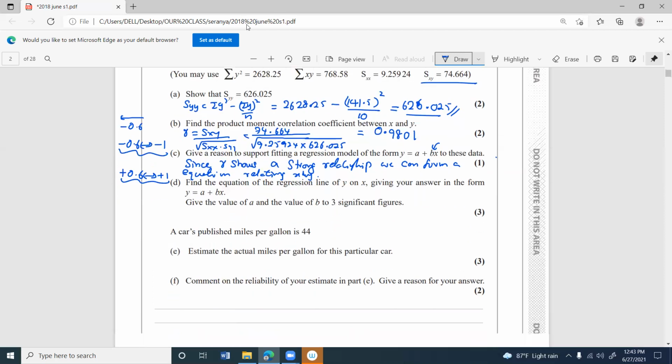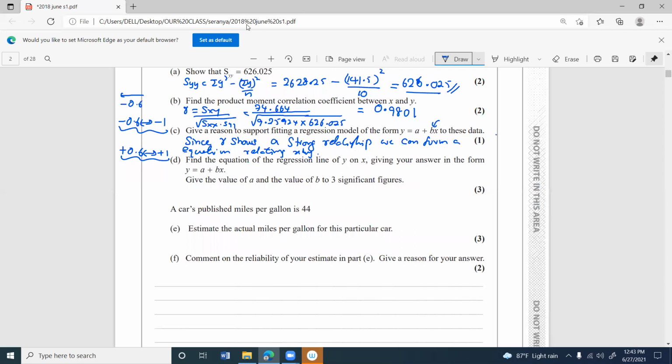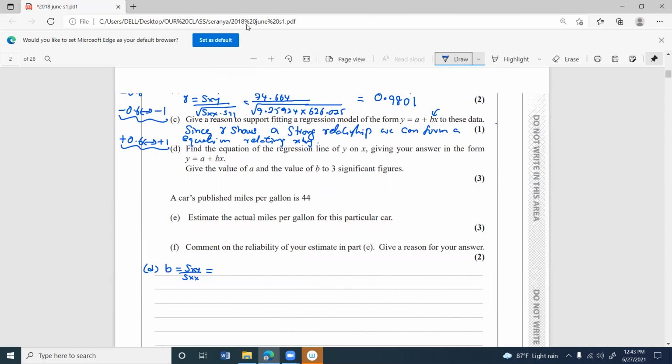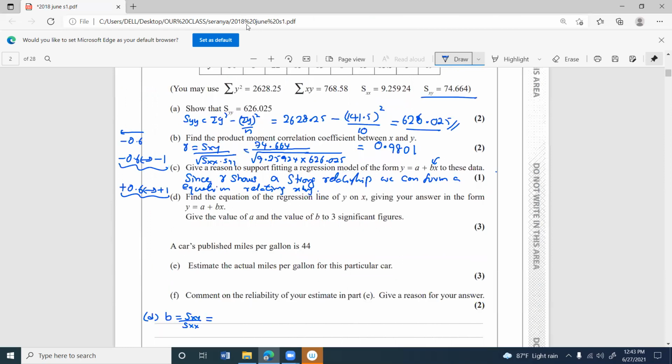Okay. Find the equation of the regression line for x and y. Give your answer in this form. So in this case, you know that in this equation, b is equal to how much? Sxy divided by Sxx. Sxy we already found, here it's given: 74.664 divided by Sxx. Sxx we already found, 9 point this bit.